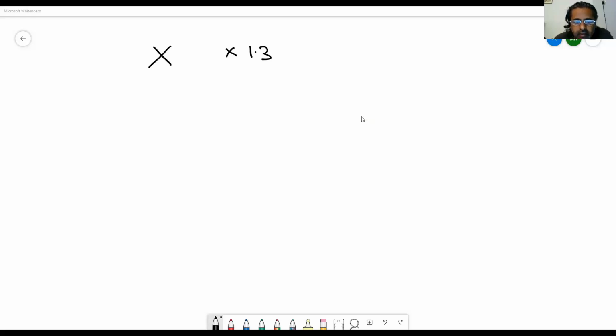Okay. So if I'm increasing something by 30%, it means I'm multiplying by 1.3. 35%, 1.35, multiplying by 1.35. If I'm decreasing by 30%, then what happens? 1 minus 0.3, which is 0.7, multiply by 0.7. Decreasing by 35%, 1 minus 0.35, which is you multiply by 0.65.